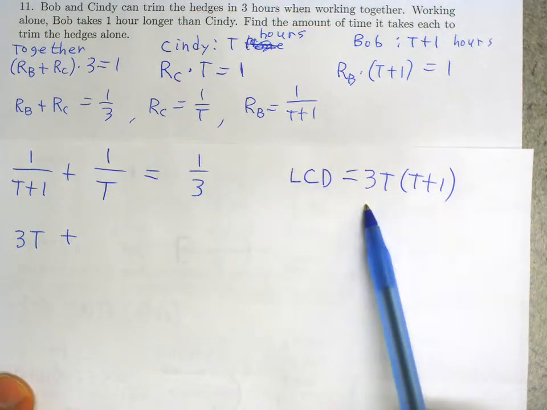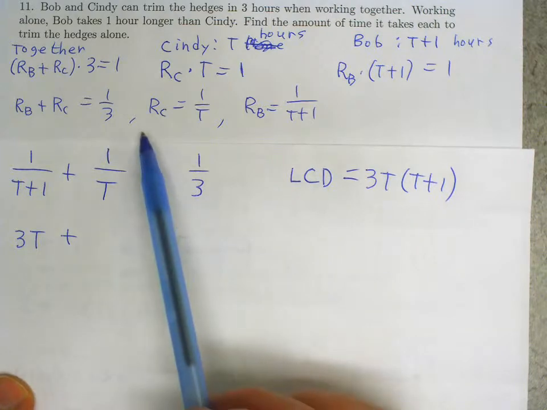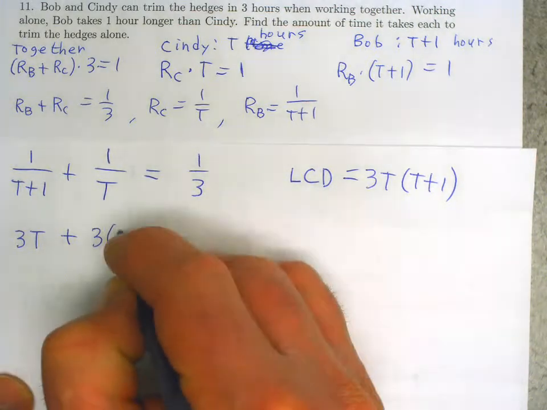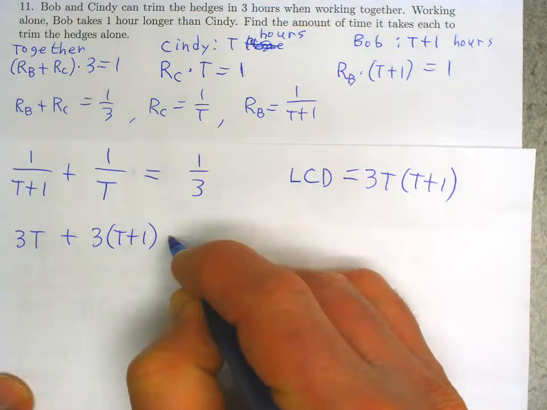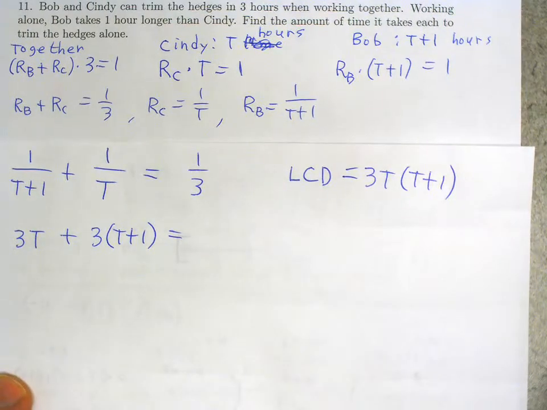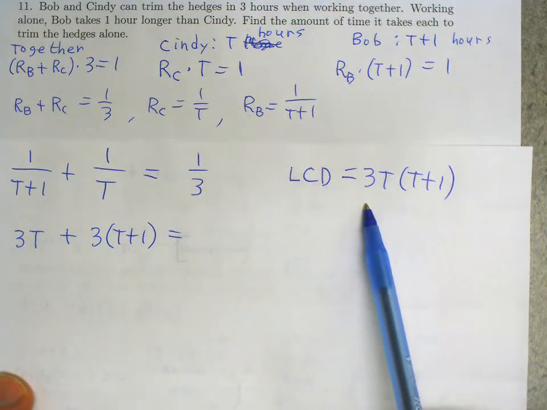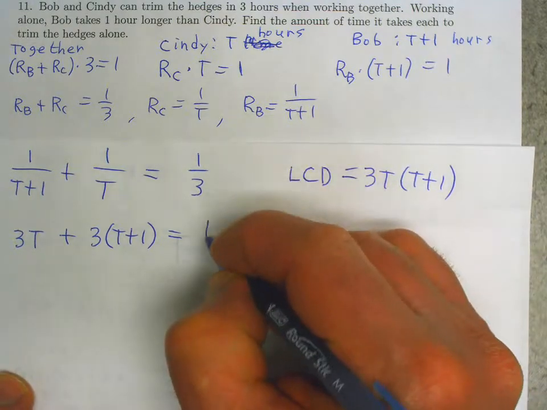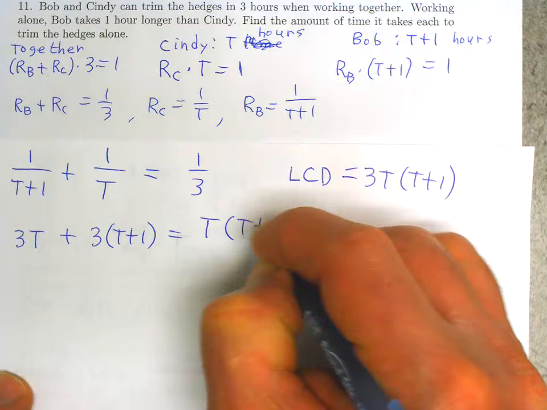Then multiply 3t times t plus 1 by 1 over t. The t's cancel. This time we have 3 times t plus 1. And then on the right-hand side, 1 over 3 times t plus 1. The 3's cancel. So we're left with t times t plus 1.